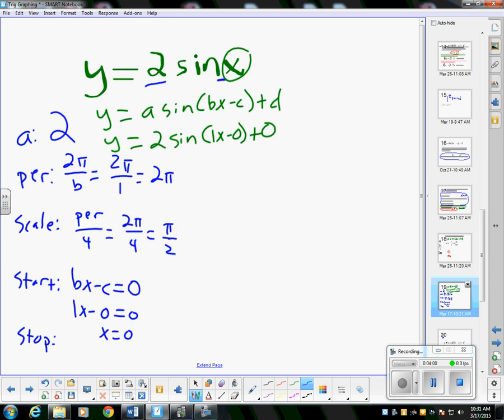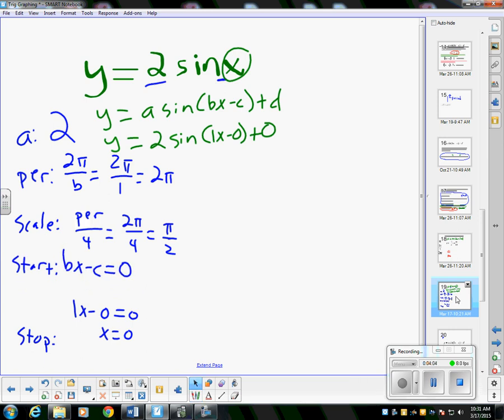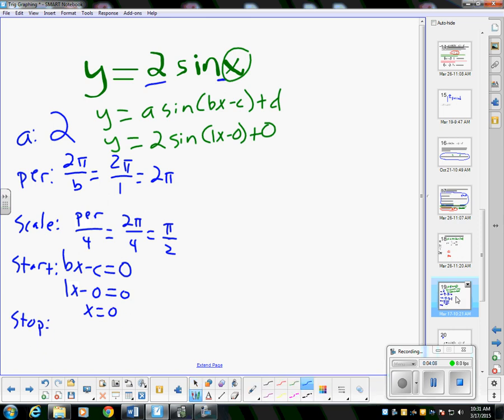Same idea with the stop. Let me move this up just a little. The stop is the same idea. It's bx minus c is equal to 2 pi. So in other words, 1x minus 0 is 2 pi. And then if I do the solving, add 0 to 2 pi, you get 2 pi. Divide 2 pi by 1, x is still 2 pi.